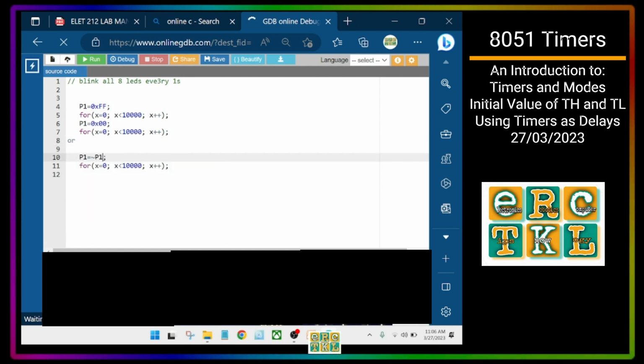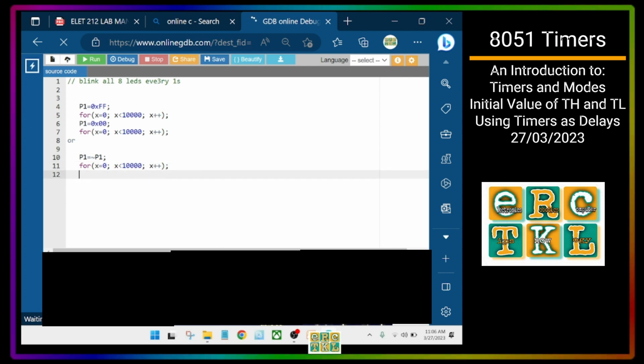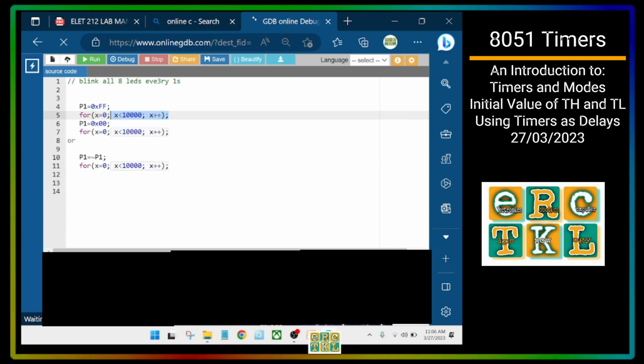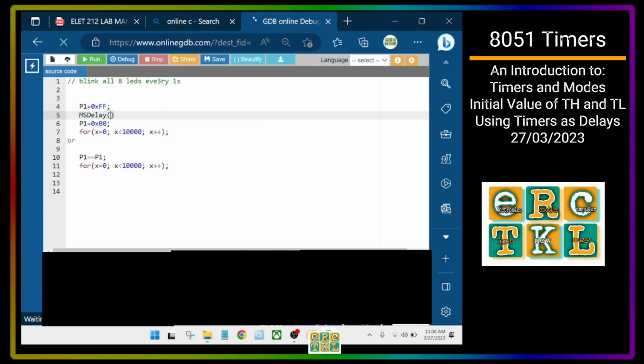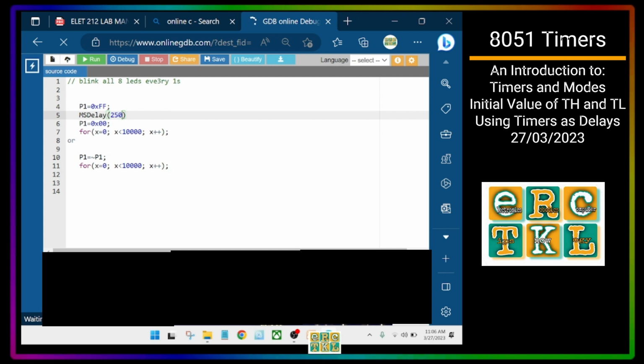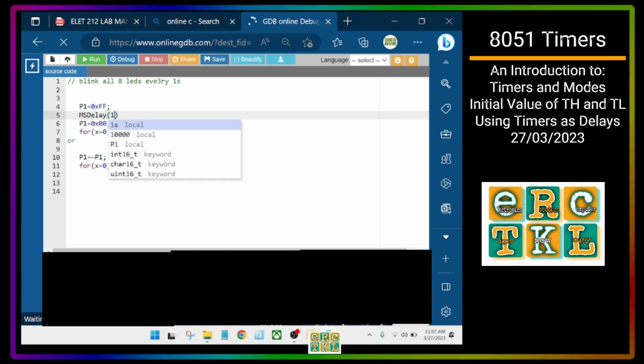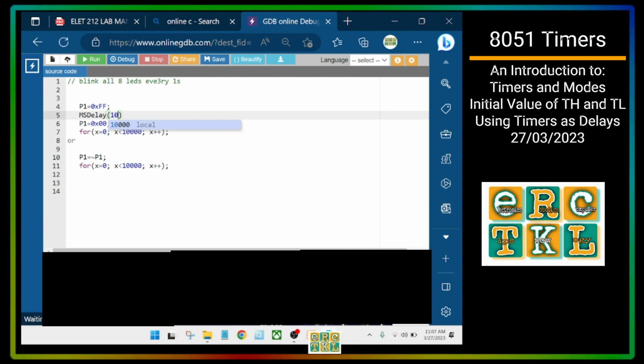Tilde P1. Correct? Another way, don't use this. In theory, we can use MS delay. What will you write inside the MS delay? 250? That's 250 milliseconds. I want 1 second. 10? No. That's 10 milliseconds. I want 1 second. 1,000. Very good, Bandar. 1,000.